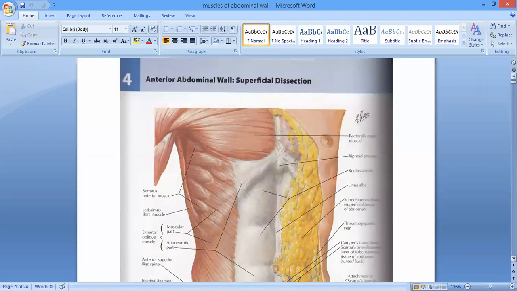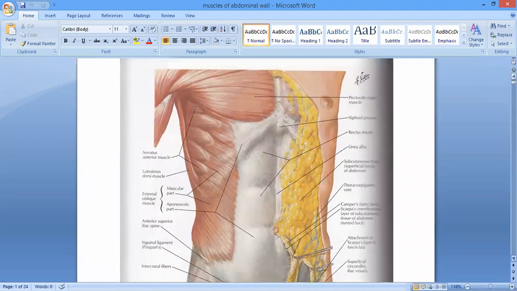External oblique muscle, I told you, you can see this is the outermost, most superficial muscle of the muscles of the anterior abdominal wall, and it's the largest muscle, right? And it appears as a broad, thin muscular sheet. Okay, it's a broad, thin muscular sheet, right?